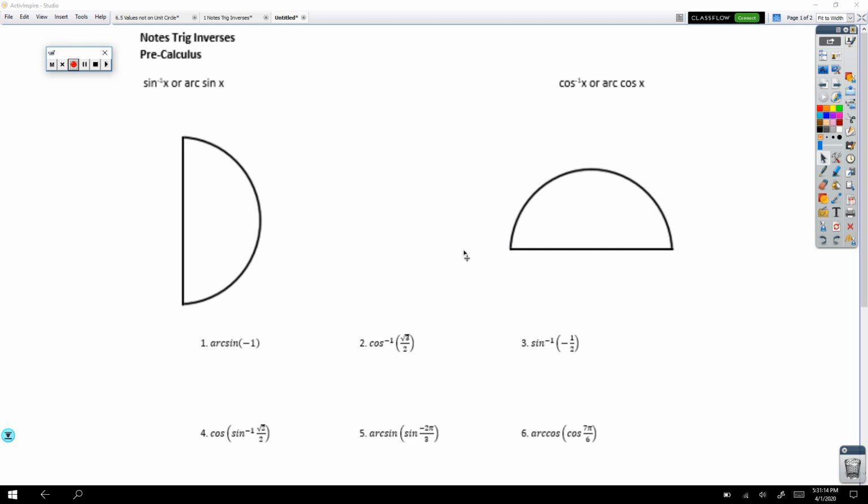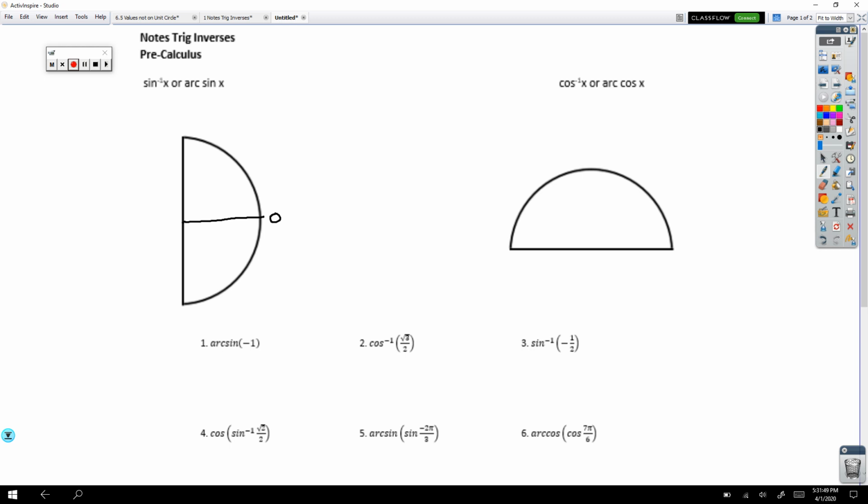So today we're going to look at inverse trig. Now the notation you're going to see, it's either going to have a little -1 as an exponent, or you'll see the word arc in front of it. So sine to the -1 of x, or arc sine of x, both mean find the inverse of sine. Now when I'm dealing with sine and finding its inverse, I'm going to use the right half of the unit circle.